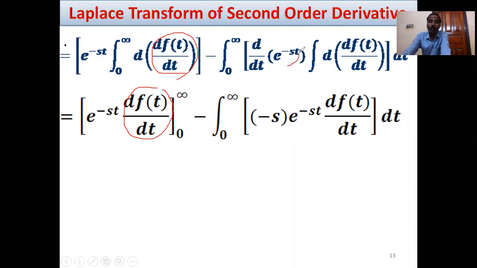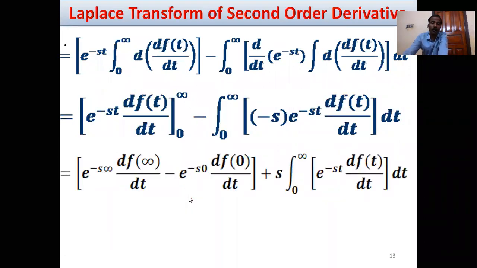Second case: e to the power minus st, that means the derivative is minus s times e to the power minus st, and d of something is the d of the function. So d of df/dt by dt equals df/dt. Then put the upper limit and lower limit: just put infinity, in this case e to the power minus s into infinity, df of infinity by dt, minus the lower limit e to the power minus s into 0, df of 0, just put here the lower limit 0.